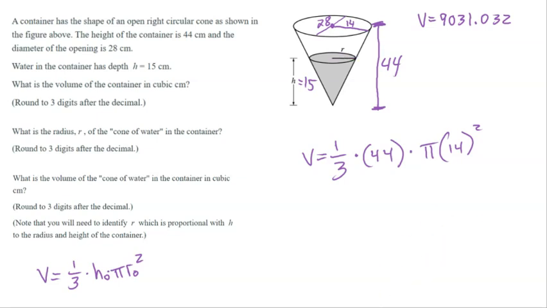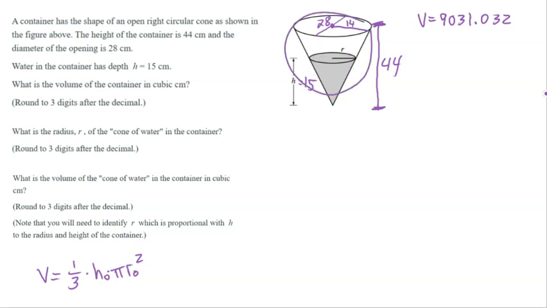And this is very similar to a previous problem that we did where we used a proportion. See what's happening here is this cone of water inside is proportional to the overall cone. It takes on the same similar shape as the overall cone. And therefore, the height of the water, 15, is proportional to the height of the container, 44. So 15 is related to 44, and then the radius of the cone of water is related to the radius of the overall container, which is 14.